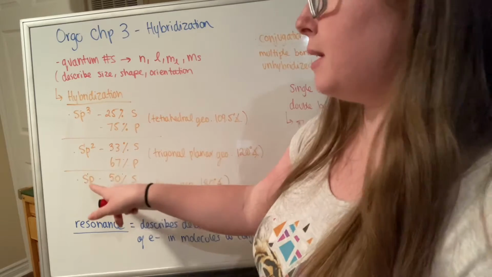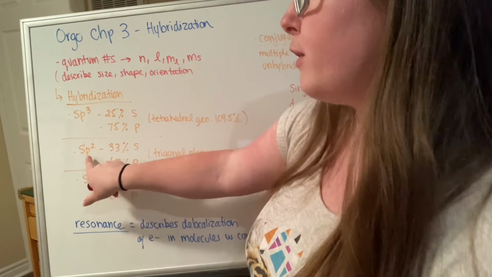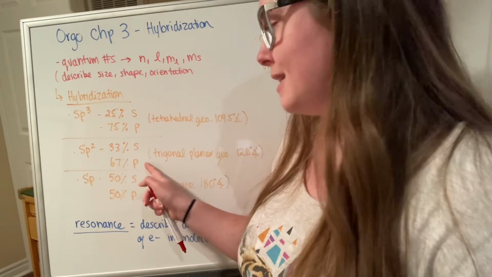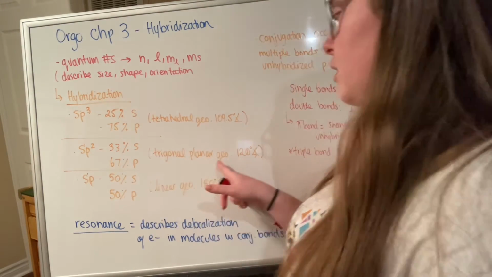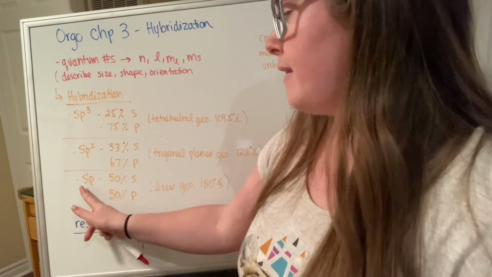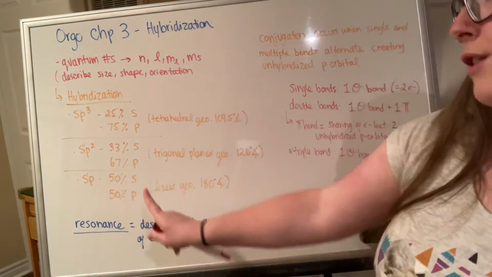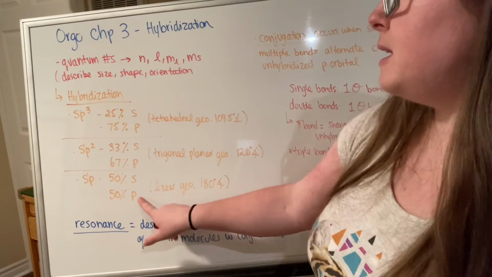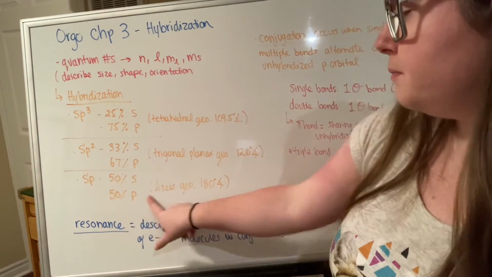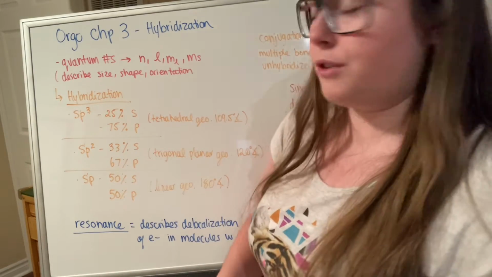Next we have sp2 hybridized, which means the carbon would be bonded to 2 plus 1. So the carbon would have 3 bonds, and it would be 33% s character and 67% p character. This would be a trigonal planar geometry with a bond angle of 120 degrees. Then we have sp hybridization, which just means 1 plus 1. The carbon would have 2 bonds, and it's 50% s character, 50% p character. These p's are referring to the orbital shapes that we talked about in the quantum numbers. That would lead to a linear geometry with a bond angle of 180 degrees.